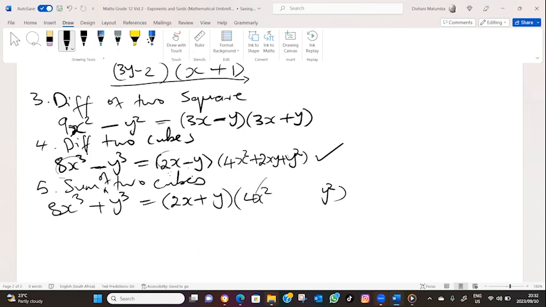Now the middle term, because it is the sum, we will put a minus, and that is the standard rule when you're dealing with sum of cubes. You always put a minus. All right. What is the product between this expression and that one? 2x times y. So it's going to be 2xy plus. That's it.